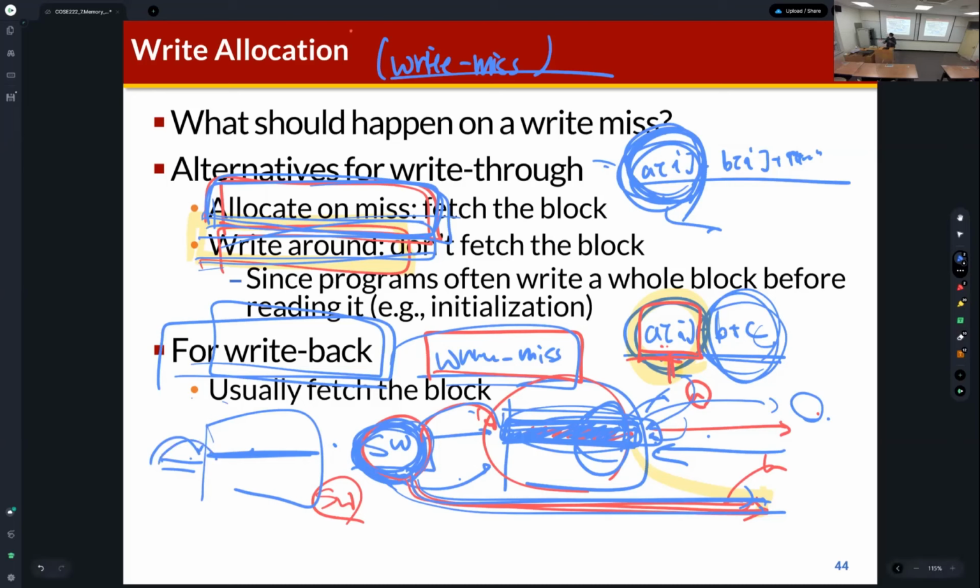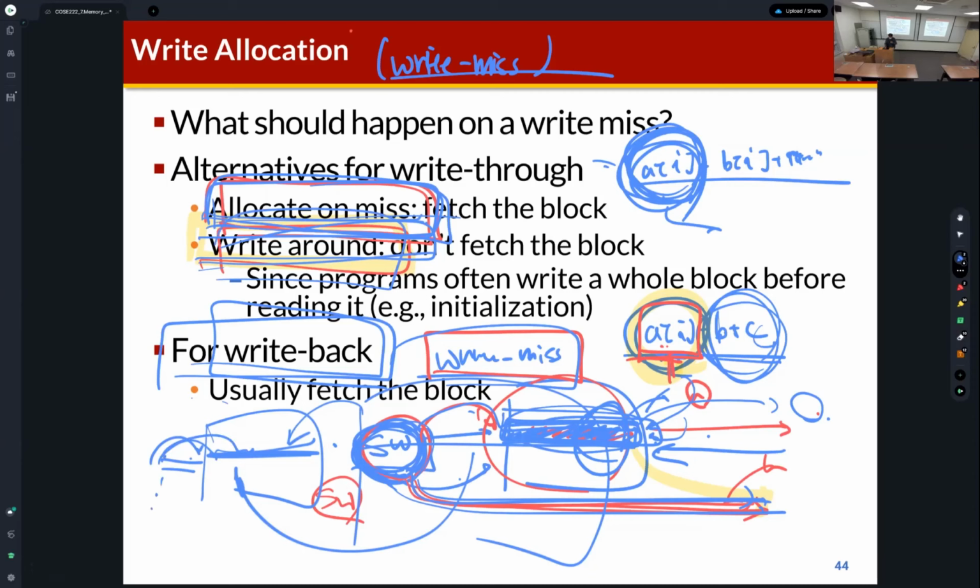So for the write miss case, allocate means that the data is fetched from the main memory, and then this data is allocated to the cache, and then the store instruction is executed. This is the write allocate on miss.